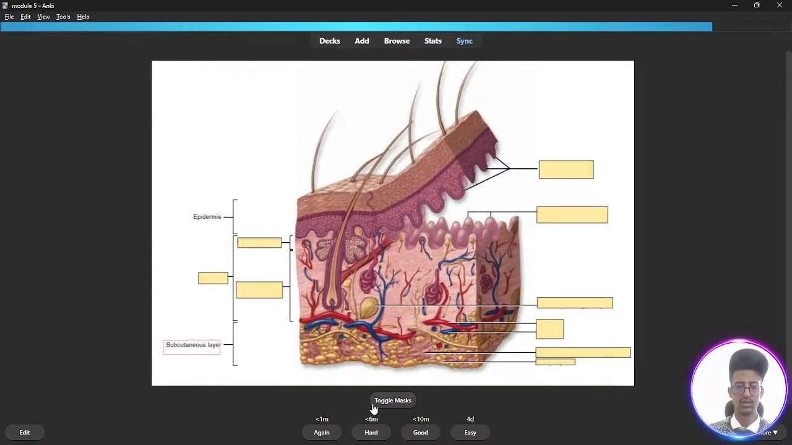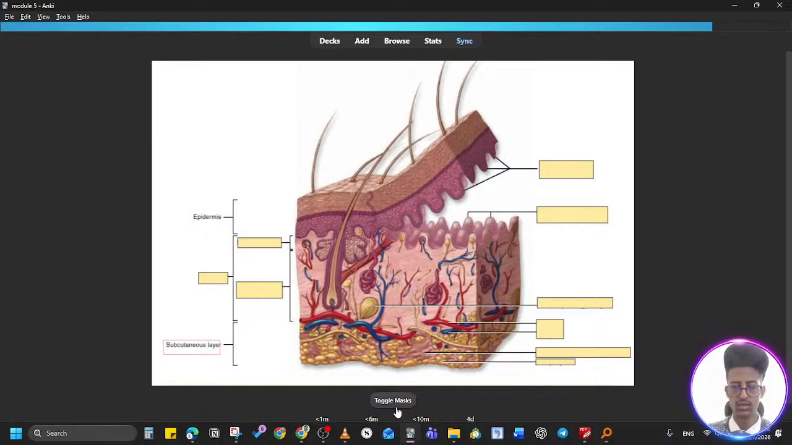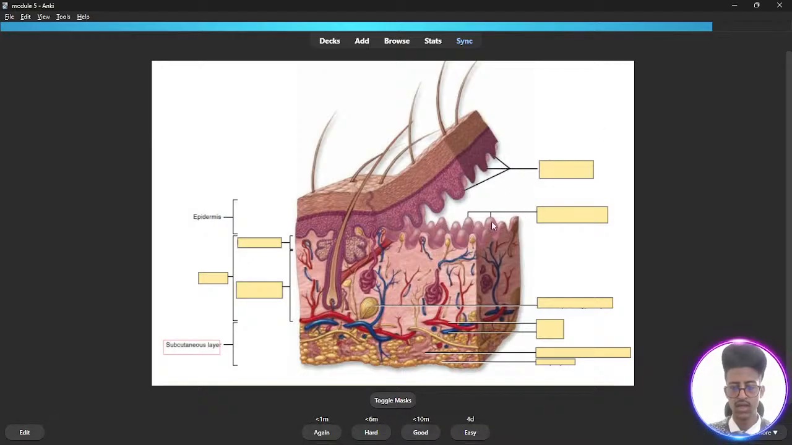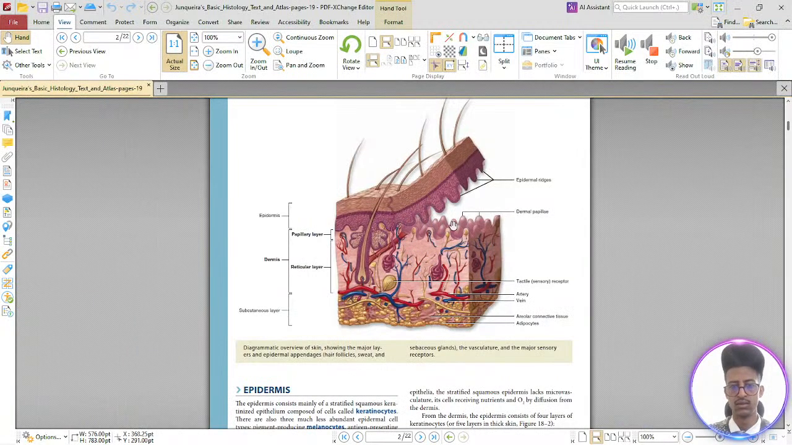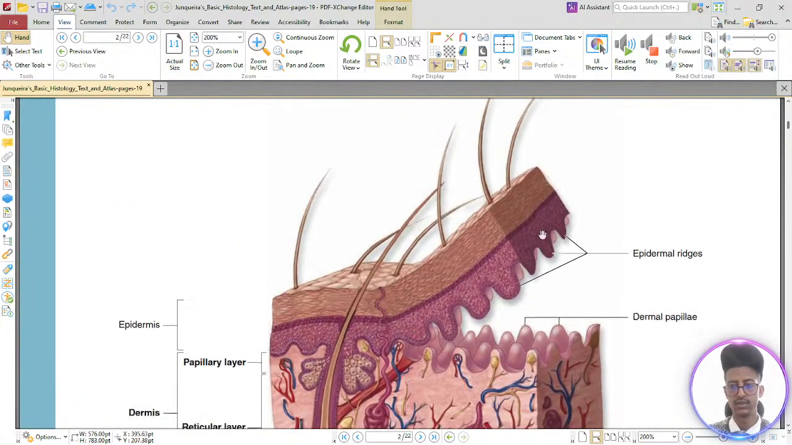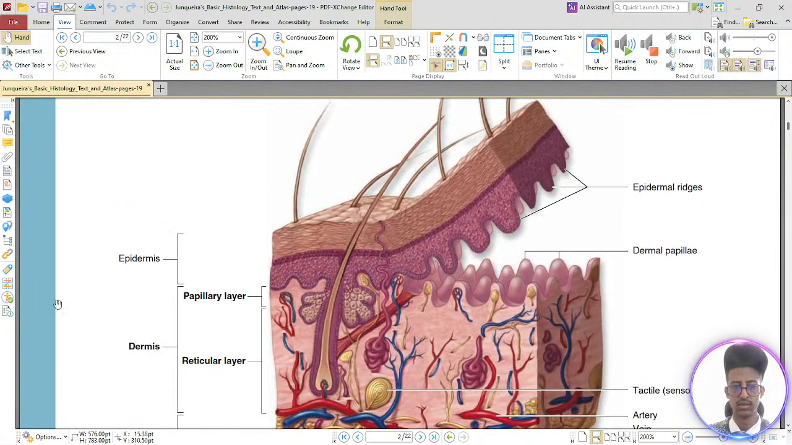This is subcutaneous layer, so let's toggle all. This one is papillary, this is papillary layer, this is also papillary something papillary. Okay, so let's go back to our study. Dermal papilla, this is papillary layer.